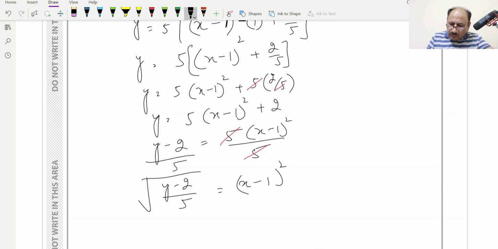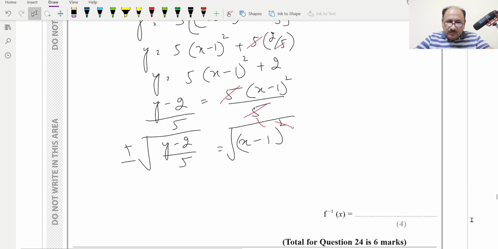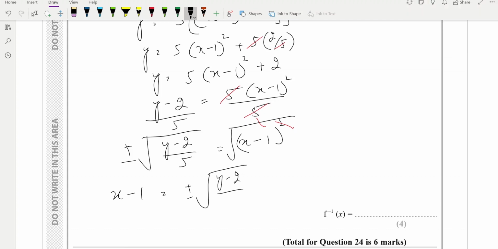And for this one we can take root on both sides. This will be plus minus, and root and square will be cancelled, and the remaining equation will be x minus 1 is equal to plus minus square root of y minus 2 over 5. And now we can shift 1 also to the other side, so x is equal to plus minus square root of y minus 2 over 5, plus 1.